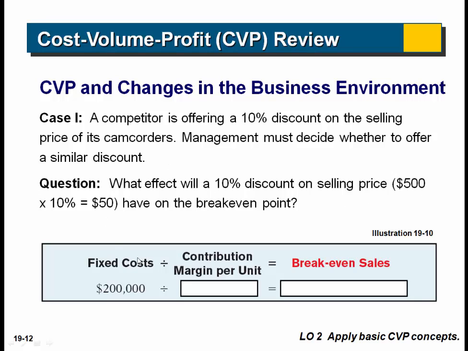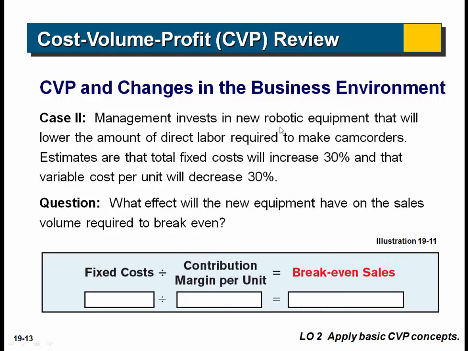Well, that means that they're going to reduce their selling price by $50. So that means their contribution margin is going to go down from 200 to 150. So the break even sales went up 333 units. So a 10% discount means that they have to increase their sales by about 30%, a little bit more, 33 and a third percent. The next one, what happens here?